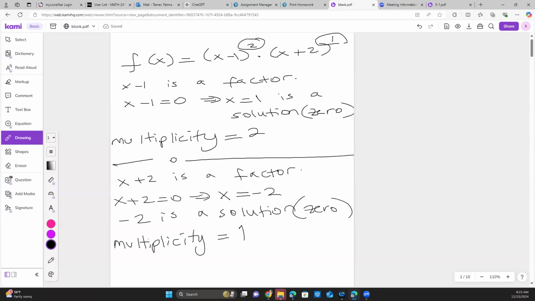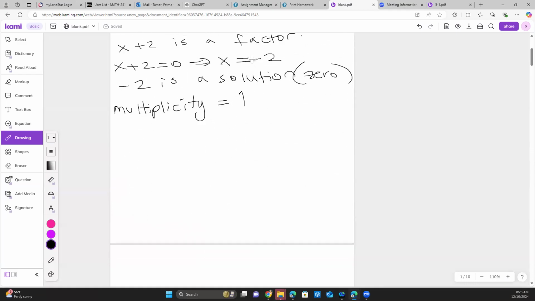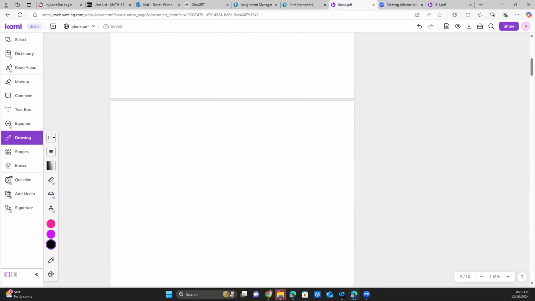The same question, if they actually expand x minus 1 squared times x plus 2 to the first power, look, that same function, the first one was x minus 1 squared, and then times x plus 2.